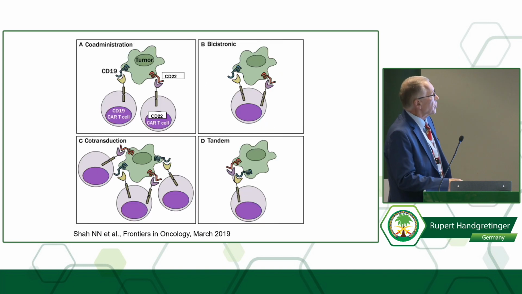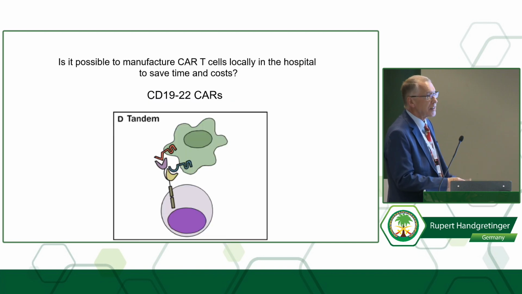There have been several solutions. One is co-administration. This has been done mainly by Chinese colleagues at the Children's Hospital in Shanghai, recently published in Journal of Oncology. Also very good results. They produce CD19 CARs and separately CD22 CARs.